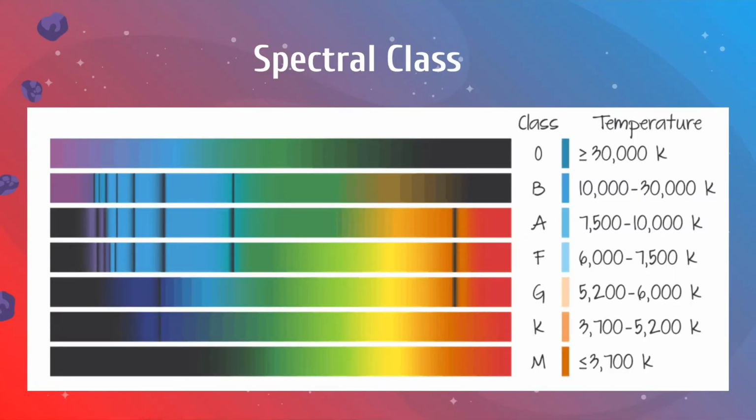Stars may be classified according to the characteristics of the absorption lines in their spectra. This spectral class can be shown to be related to the surface temperature of the star, providing another way to get information about the surface temperature of a star.